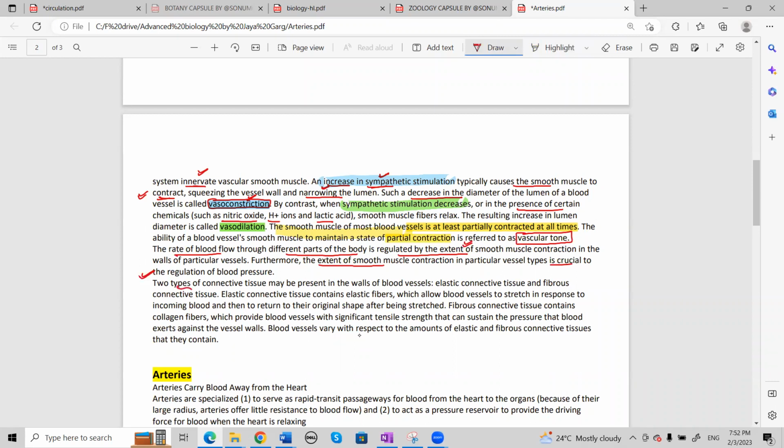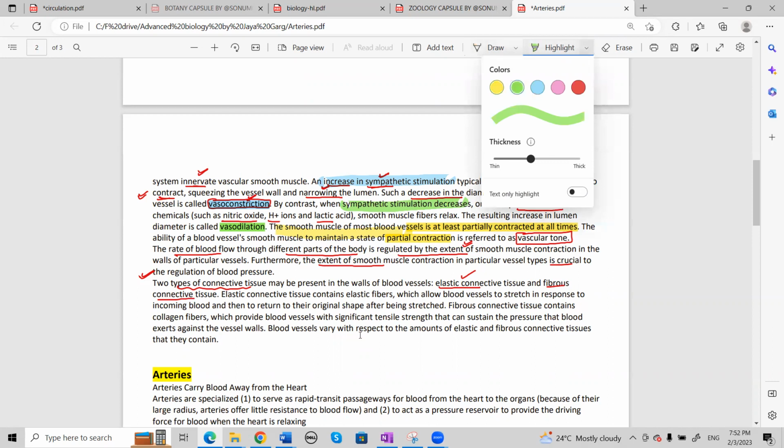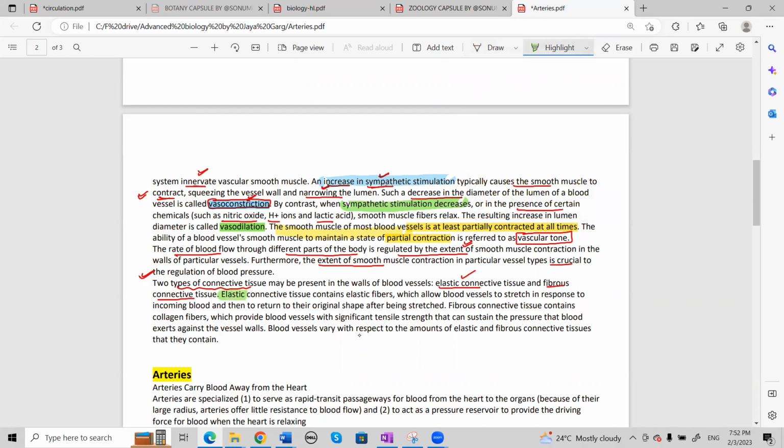Now, two types of connective tissues which we studied. One is elastic connective tissue, another is fibrous connective tissue. The two types of connective tissues are there. One is your elastic connective tissue, another is your fibrous connective tissue.